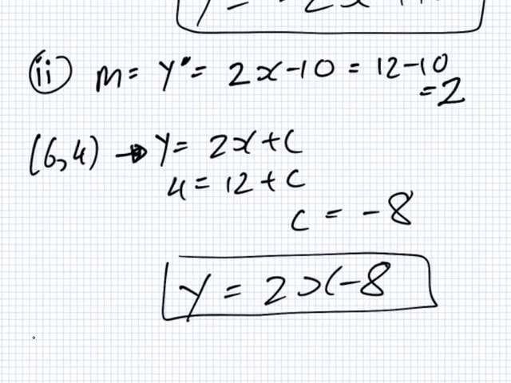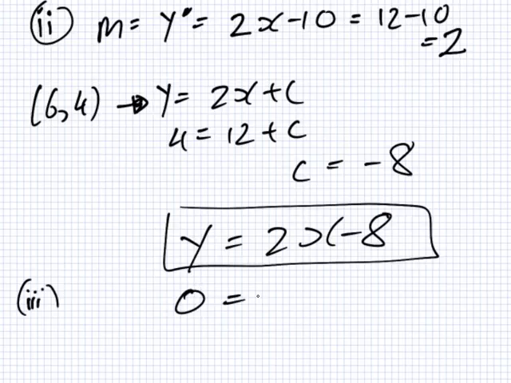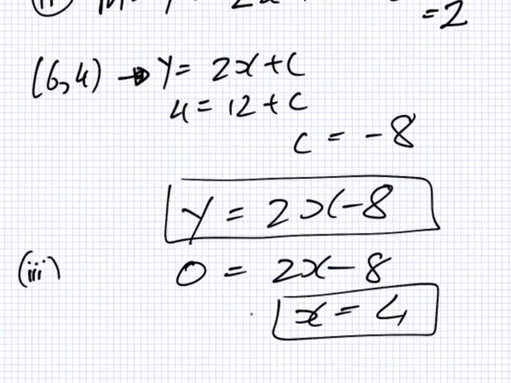Part 3, for 1 mark, where does this line cross the x-axis? Well, that's just solving this. X equals 4 for 1 mark.